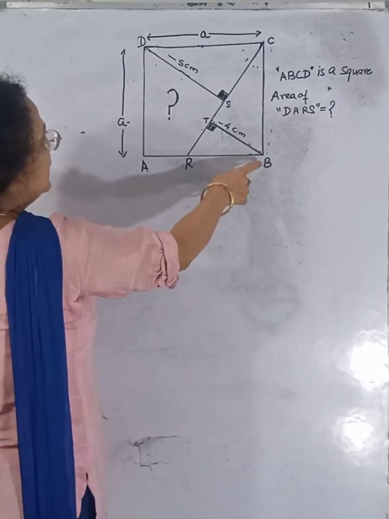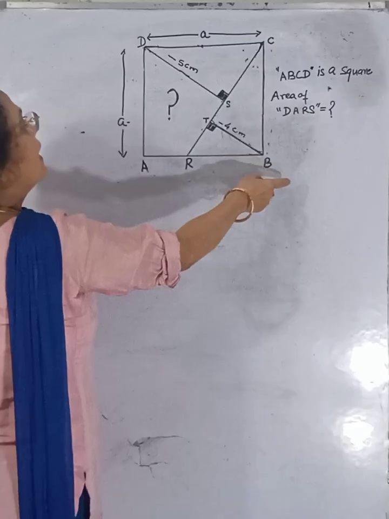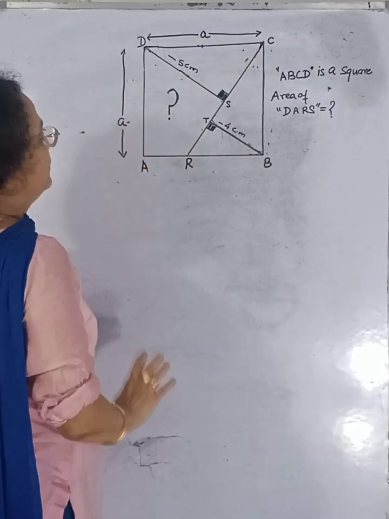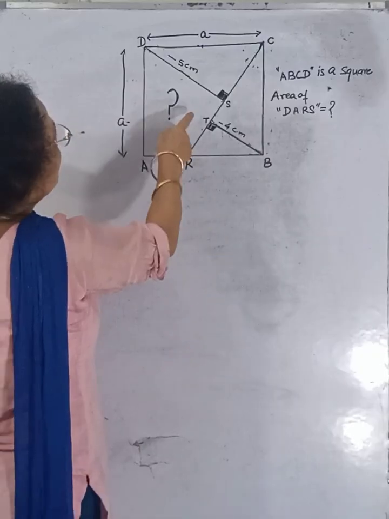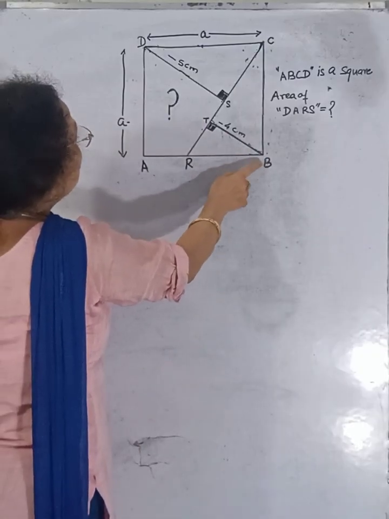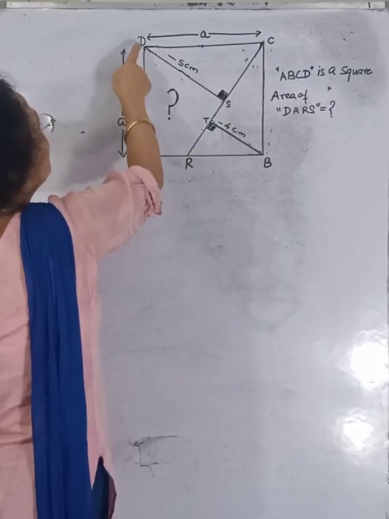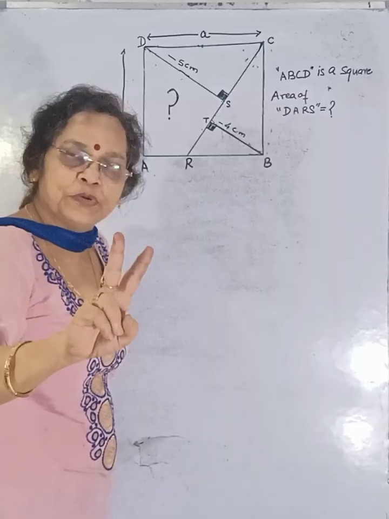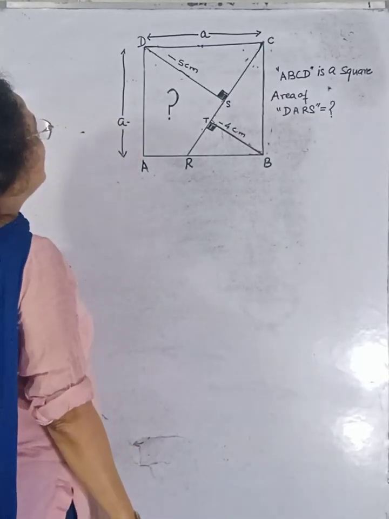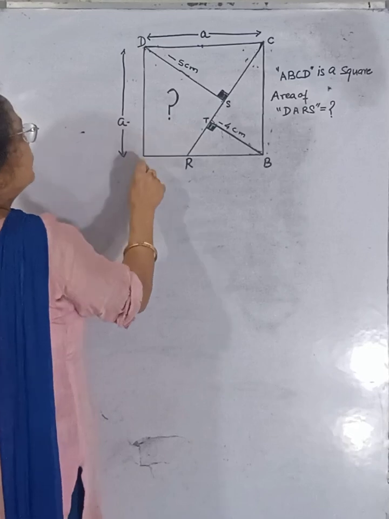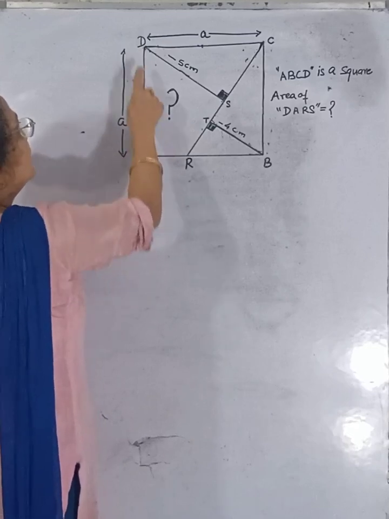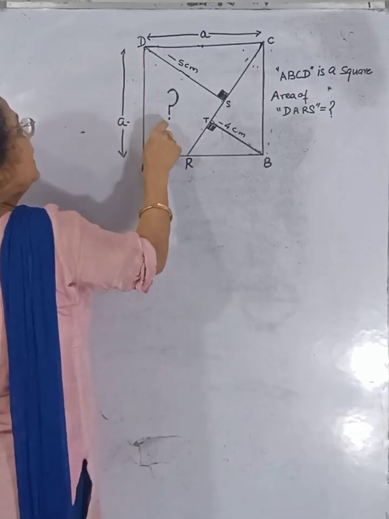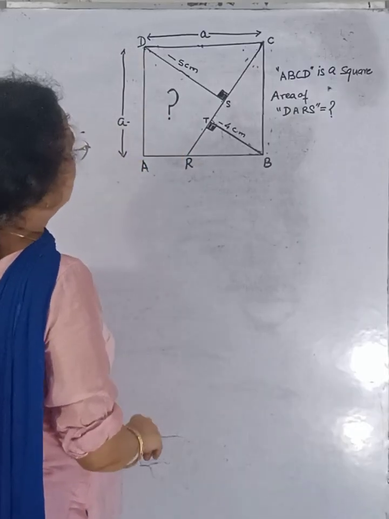Similarly, from point B, another perpendicular is drawn on CR at point T. We are given the lengths of these perpendiculars drawn from B and from D on CR. Only these two lengths are given to us. We have to find the area of this portion, DARS. The area of this region is to be obtained.